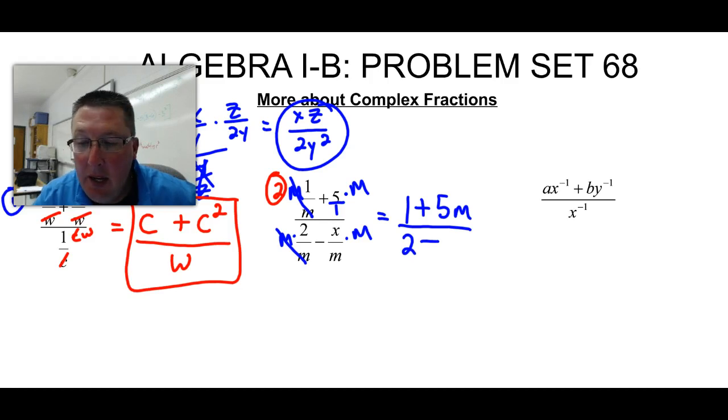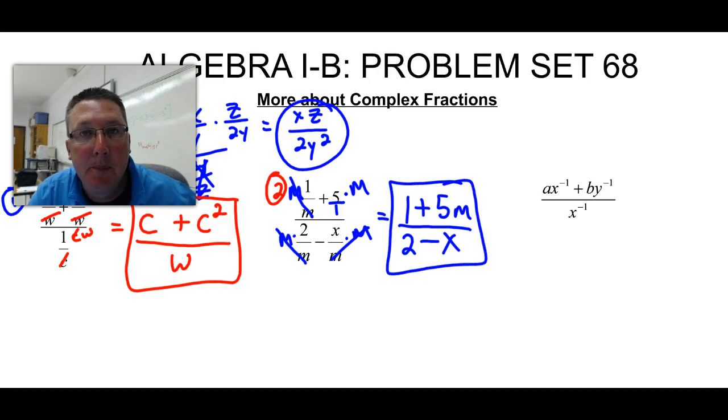Minus x over m times m, the m's are gone again. All I'm left with is x. All right, again, look for like terms in there on the top or on the bottom. We don't have anything here, so again, this is our final answer.